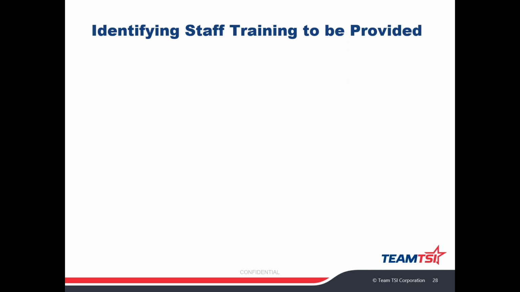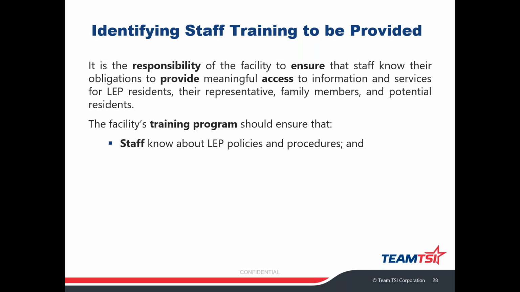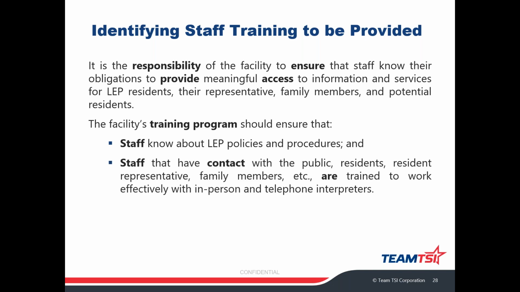The next thing that you have to do that the rules require is staff training. It's the responsibility of the facility to ensure that staff know their obligations to provide meaningful access. Meaningful access means that it's not just a cursory review, that you are going to answer their questions, you're going to provide the information that you need. Facilities training program should ensure that the staff know about the policies and procedures, and the staff that have contact with the public are trained to work with the person, whether it's in person or whether it's on telephone. So your training program has to address that.